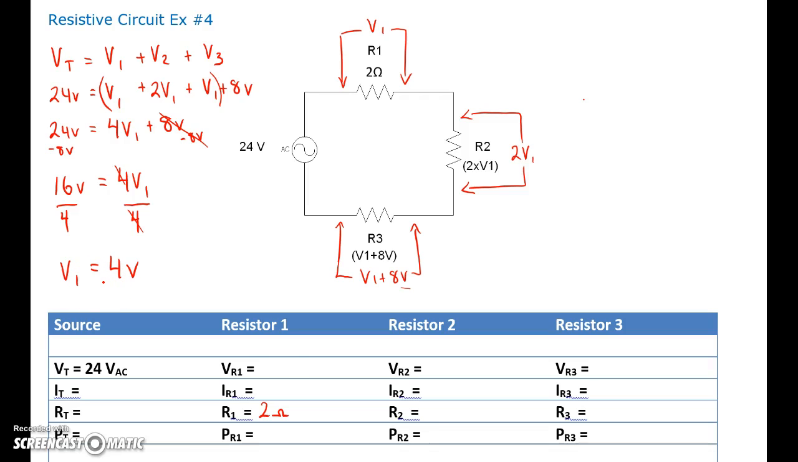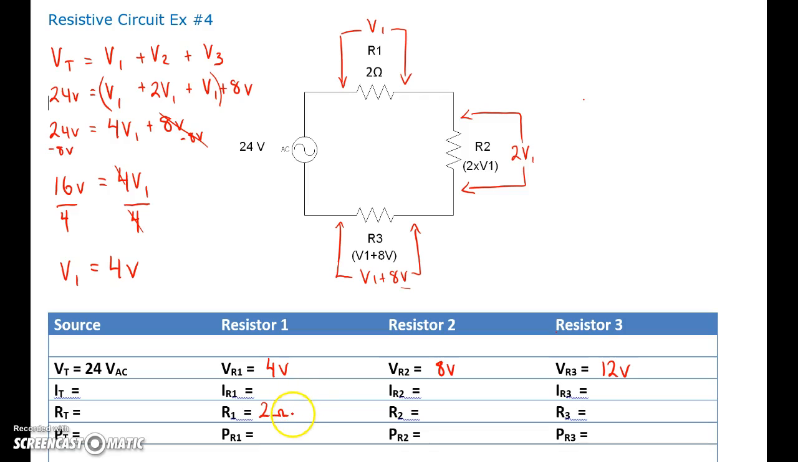Okay, now we know the voltage across the first resistor. It is 4 volts. Okay, the second resistor was 2 times that value, so 2 times 4 gives me 8 volts. And the third resistor was V1, which is 4 volts, plus another 8. So I got 12 volts across the third resistor. Kirchhoff's law was the fact that this voltage and this voltage and this voltage are supposed to sum to give me my 24 volts, which they do. 12 plus the 8 plus the 4 gives me 24 volts as the source voltage. Very nice. Now we got our voltages.